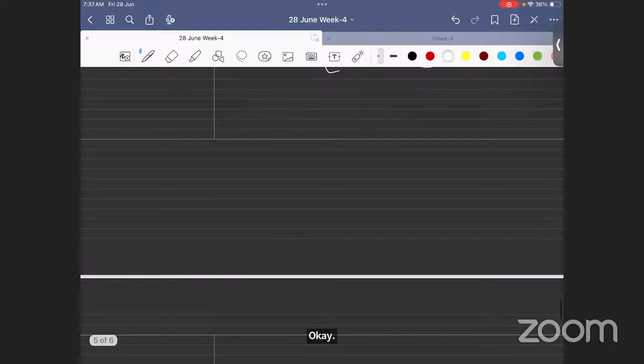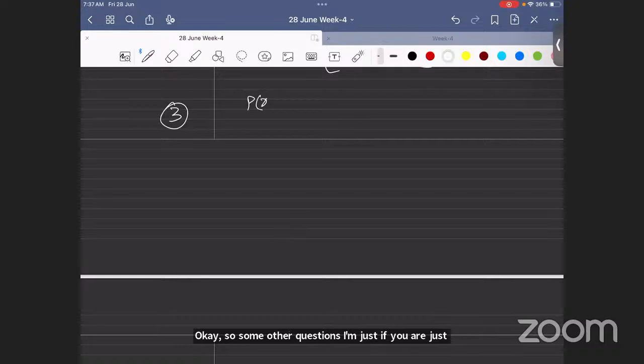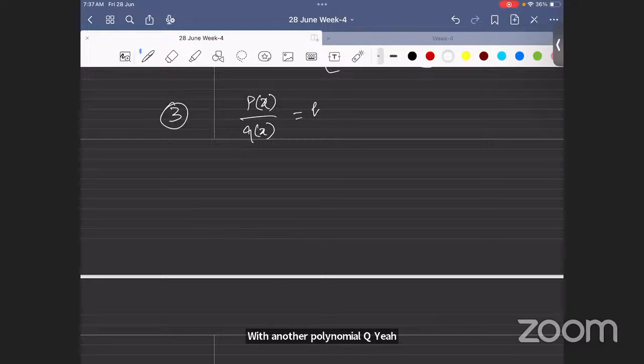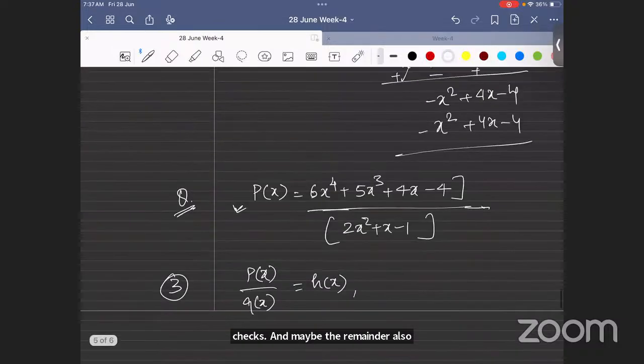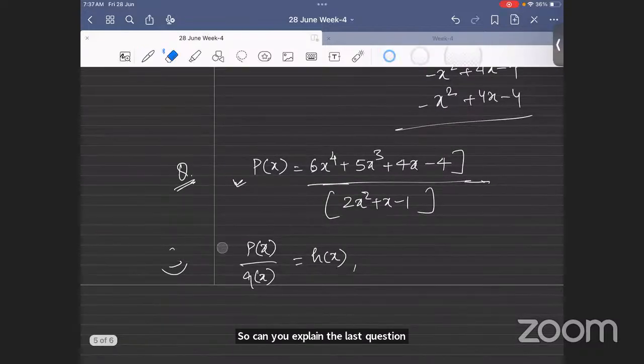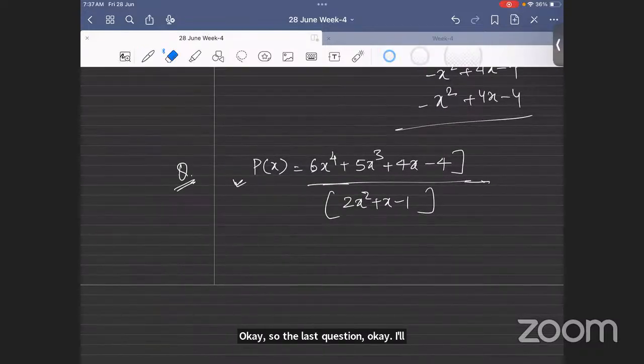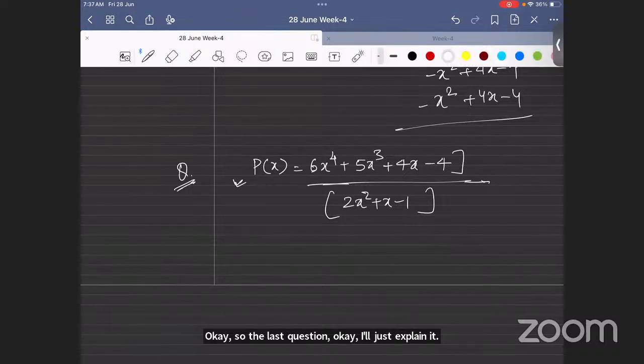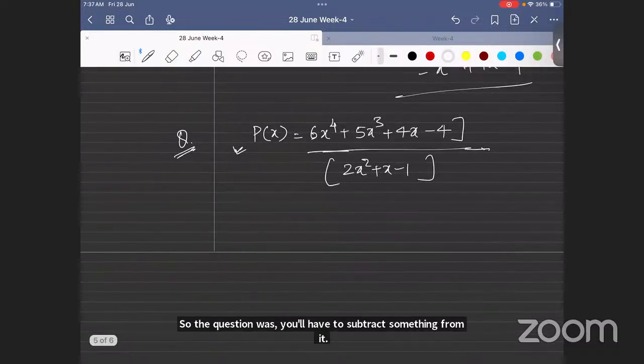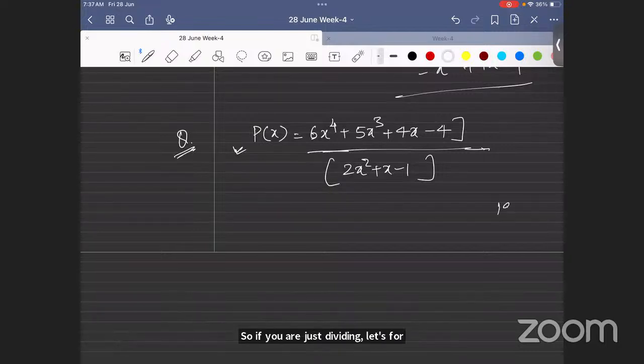Okay, some other questions I'm just thinking. If you are dividing a polynomial px with another polynomial qx, you are getting something as hx, and maybe the remainder also. Sir, can you explain the last question? Okay, I'll explain it. The question was, you have to subtract something from here. For example, if you are dividing 19 by 6, and you have been told what value should be subtracted from 19 to make it divisible by 6.